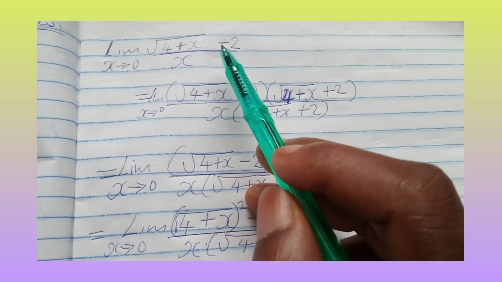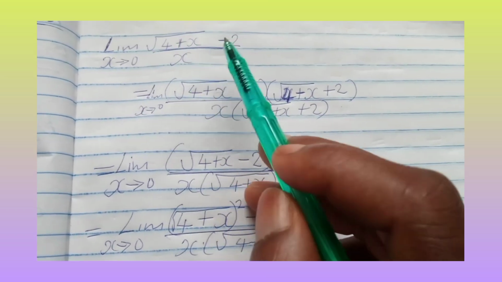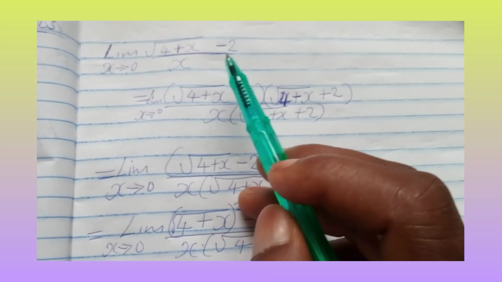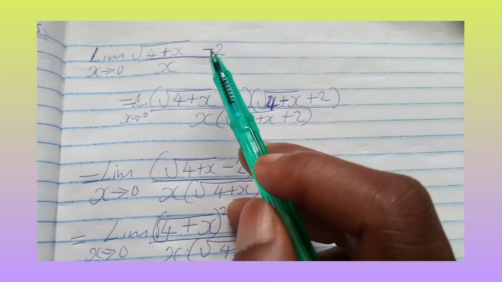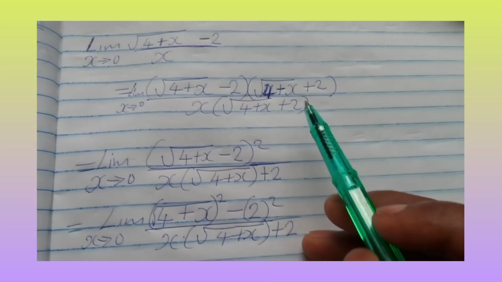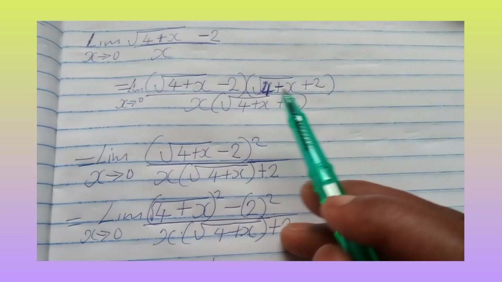So this minus 2 is not under the square root. That's why this is the conjugate. This sign is the conjugate. So the conjugate of this, the opposite of this minus, what is plus? That's why I have plus here, plus 2. This is the conjugate of the surd.